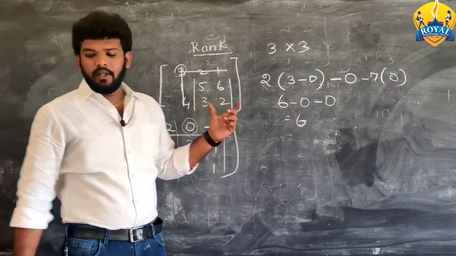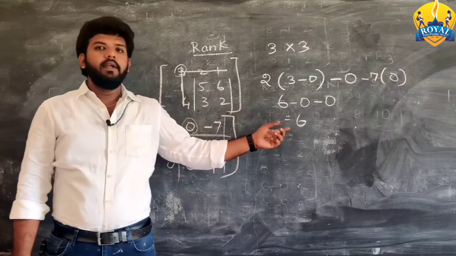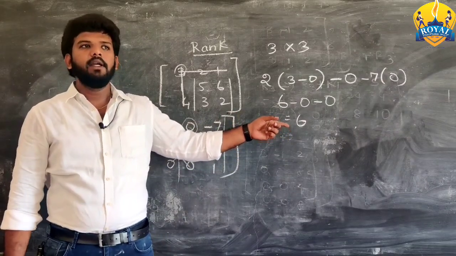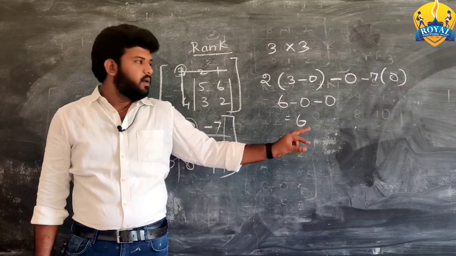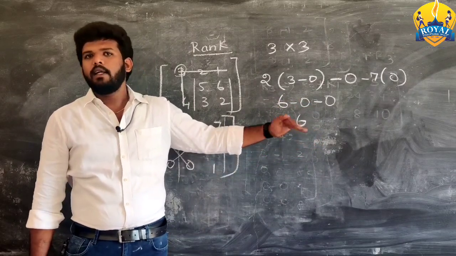So I have found out the determinant value and the determinant value is 6. நான் என்ன சொன்னேன், 0 வரலனா அப்படியே சமம் முடிச்சிடலாம். 0 வந்தால அதுக்கு அடுத்து போகணும். நமக்கு 0 வந்திருக்கா? வரல. So directly we can find it.